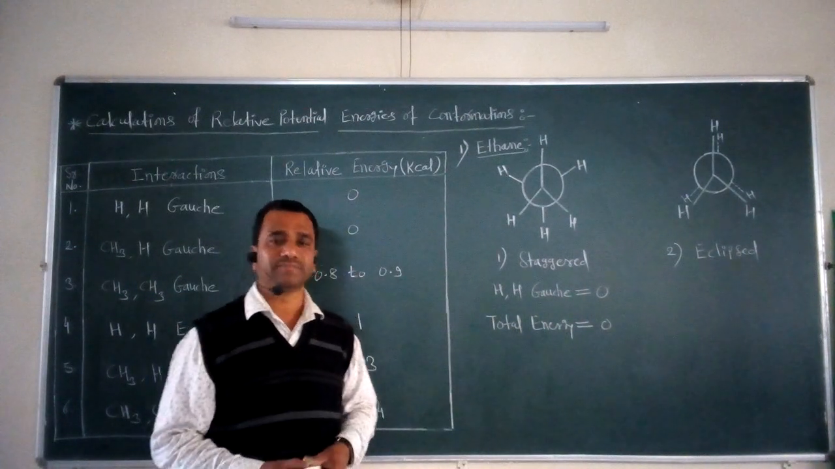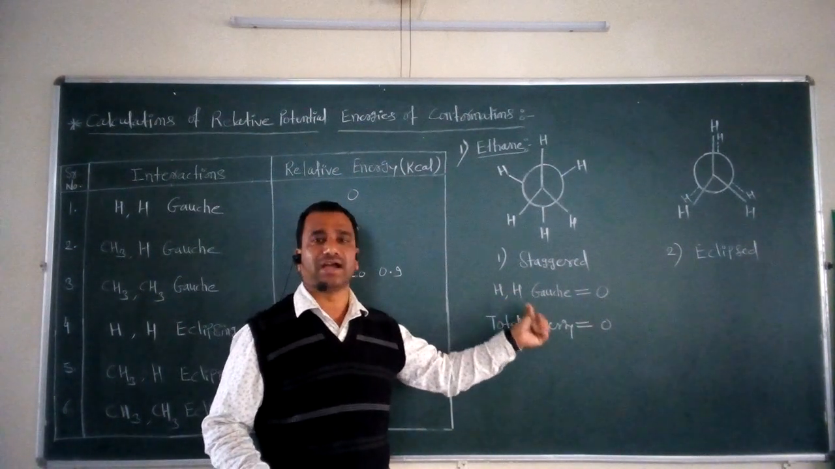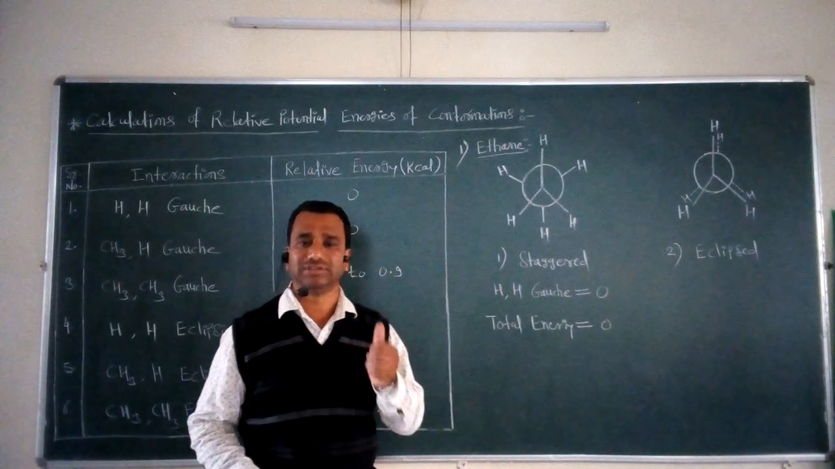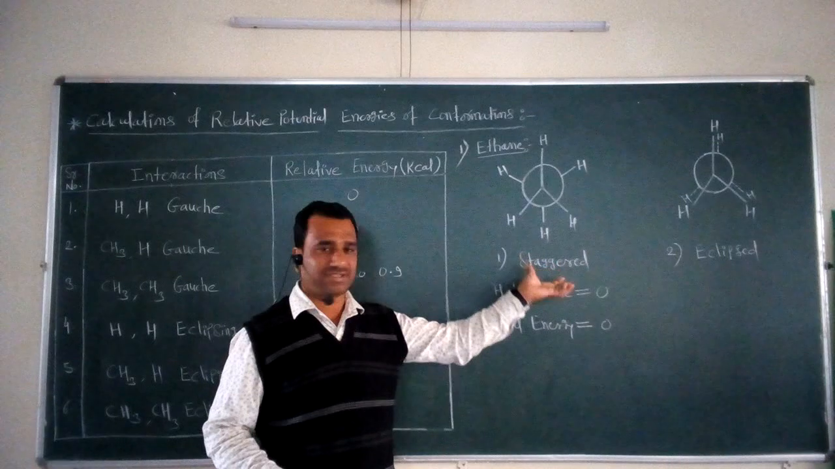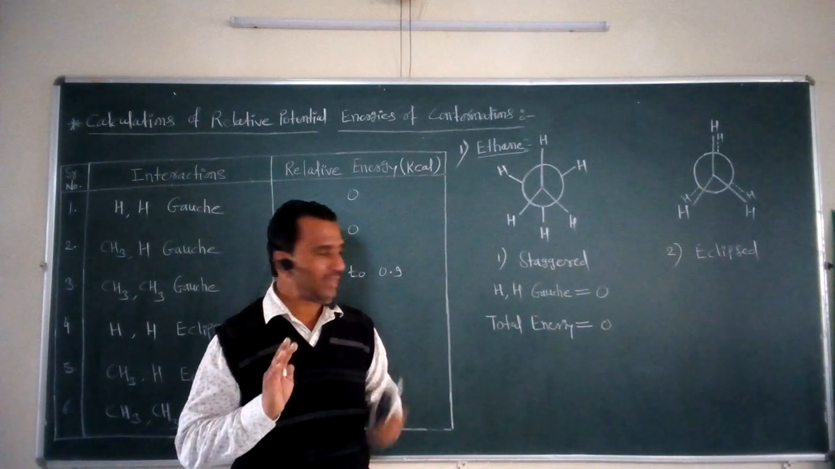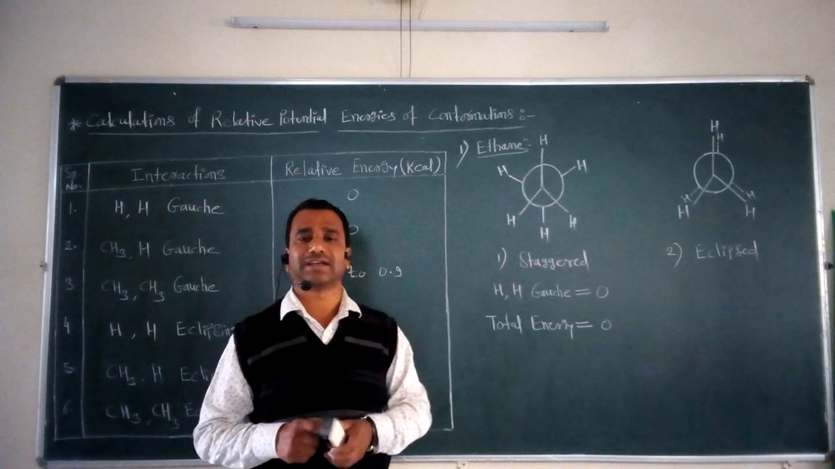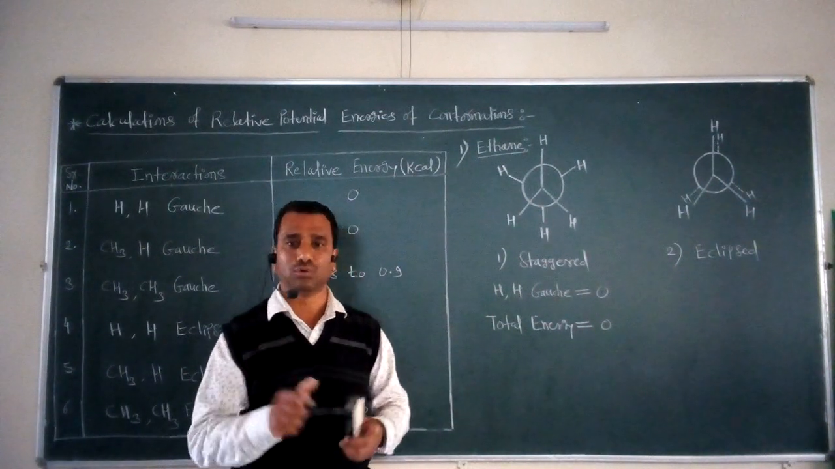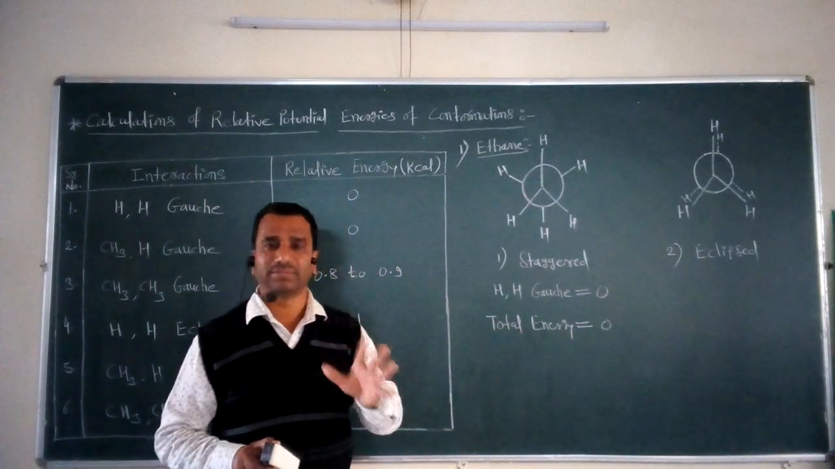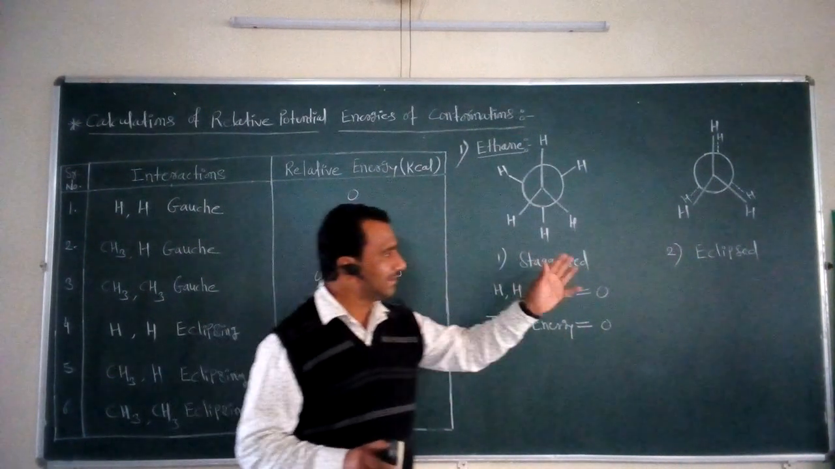And why is this so? Because for each hydrogen gauche interaction, the relative energy is equal to 0. That's why the total energy for this staggered conformation of the ethane molecule is equal to 0. So we can say that this staggered conformation is highly stable due to its 0 energy content. It is a very stable conformation of the ethane molecule.